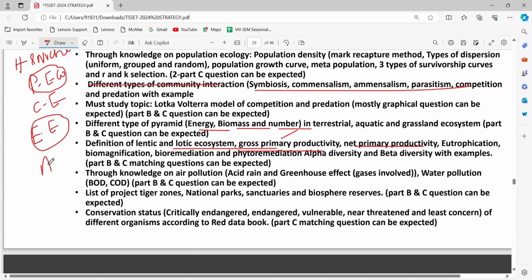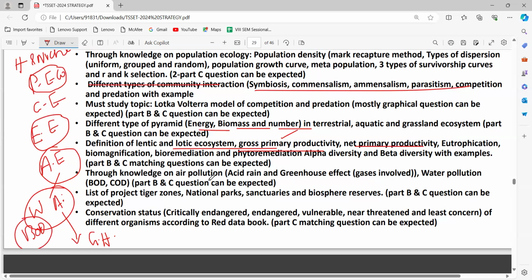Then you have to focus on applied ecology, where mostly you have to focus on pollution, especially water pollution and air pollution. Mostly you will get the questions from air only. In air pollution, we will get questions from the greenhouse effect. In water pollution, we will get questions from BOD and COD.